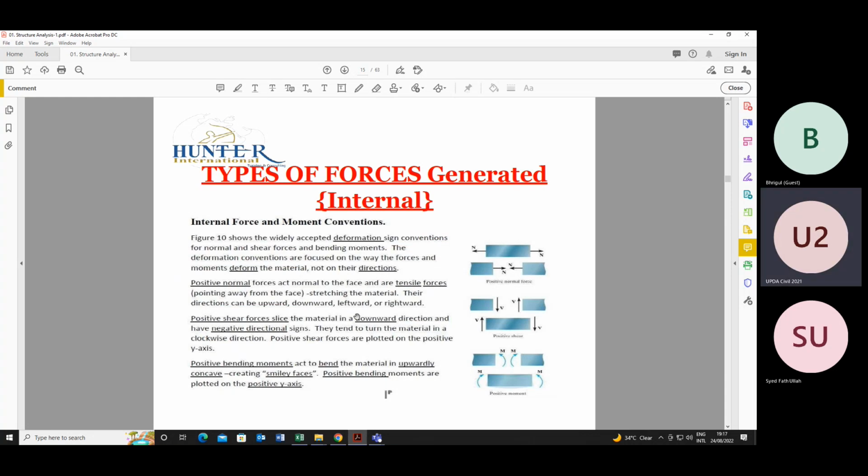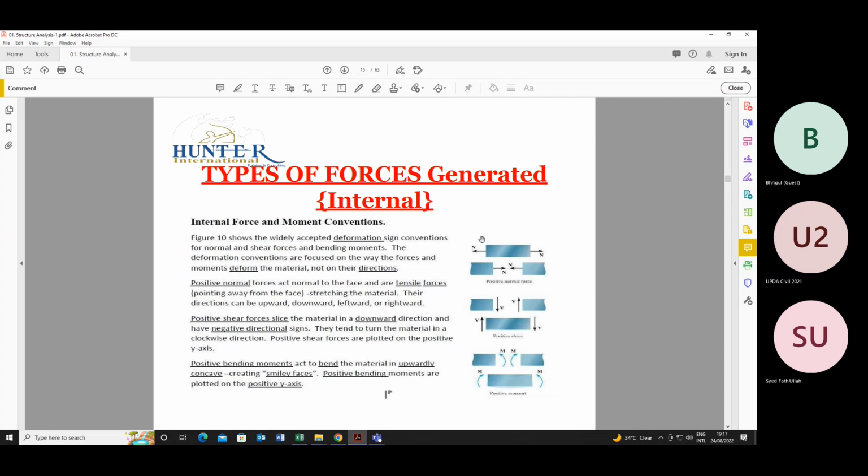So the most important thing is sign convention. During the calculation of shear force and bending moment, how do we take the positive and negative signs? You need to keep all these points in mind while calculating so that there will not be errors in calculating the forces or bending moment.